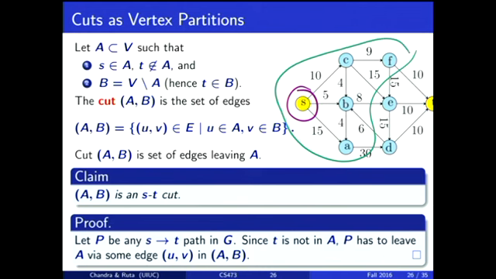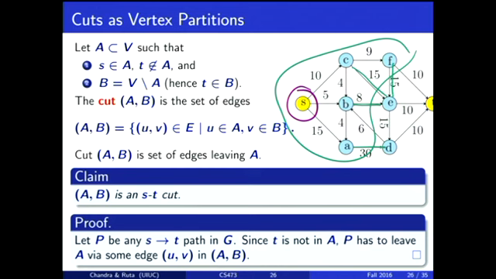Now, given any subset of the vertices which contains S and not T, it automatically defines a cut. What is the cut? All the edges leaving that subset containing S. Look at this green cut. What are the edges leaving it? FT, CE, and AD. Remember, we only count the edges leaving the cut, not coming into the cut.